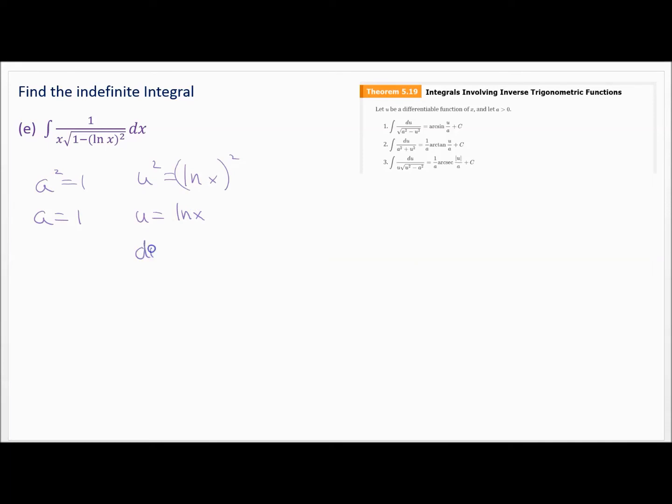Okay, so we're guessing that our a squared is 1, which would make our a equal to 1. Our u squared would be natural log of x squared, which means our u is natural log of x. Now don't forget you have to find du. What's the derivative of natural log of x? Well, that's 1 over x dx, right? Now locate your 1 over x dx. So highlighted in green right there is my du.